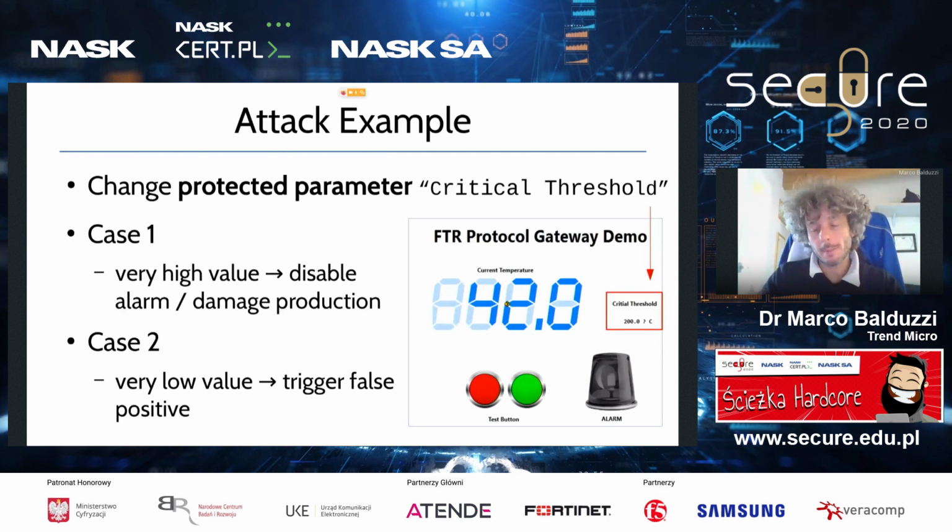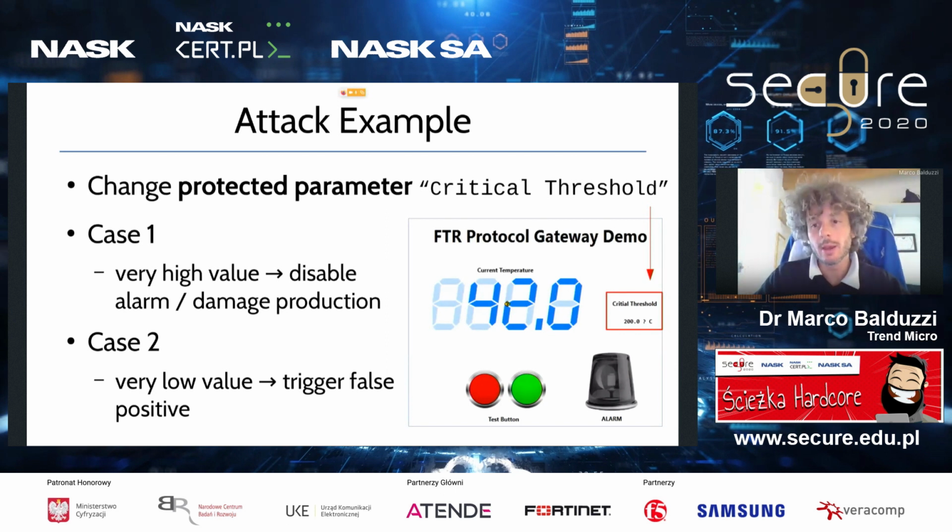And if this temperature goes over a critical threshold, which is set in the PLC, an alarm is triggered. So it's very simple. It's basically like a feedback loop that checks that everything is fine and it's not too hot. And we assume that this critical threshold value is a protected parameter.